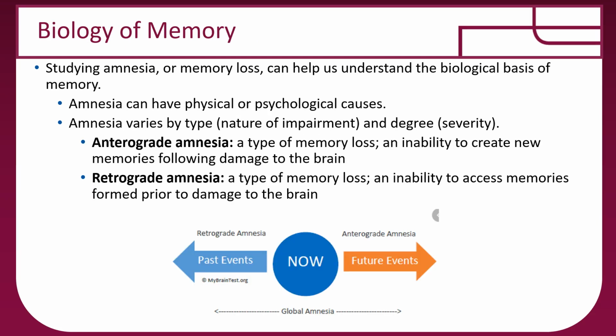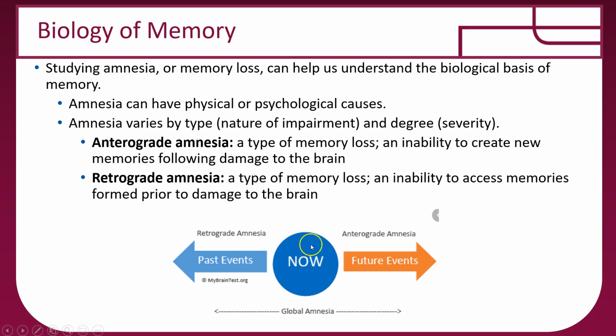In terms of the biology of memory, we study amnesia, which is memory loss, and that can help us understand the biological basis of memory. Amnesia can have a physical cause, some kind of brain damage, or psychological cause. We see amnesia due to severe trauma and things like that. Amnesia varies by type, the kind of impairment, and by the degree. You can have mild amnesia to very severe amnesia. Two different main types.